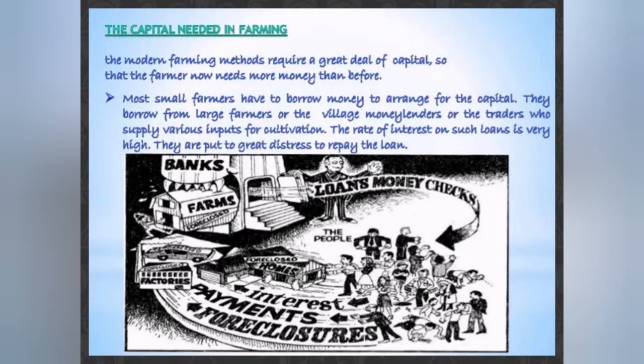Modern farming methods require a great deal of capital, so the farmer now needs more money than before. Most small farmers have to borrow money to arrange for the capital. They borrow from large farmers, the village money lenders, or the traders who supply various inputs for cultivation. The rate of interest on such loans is very high. They are put into great distress to repay the loans. But medium and large farmers get money from outside sources, that is from commercial banks and other monetary institutions, and their interest rate is very low.